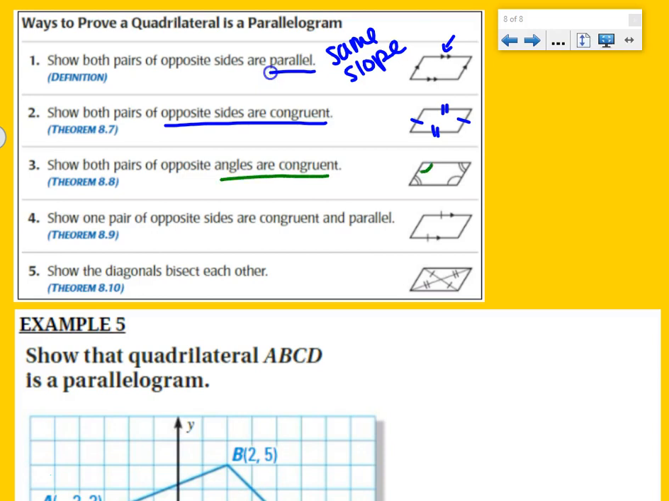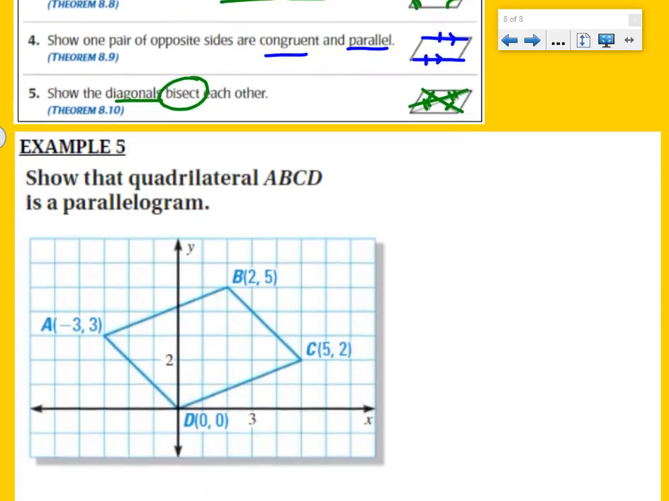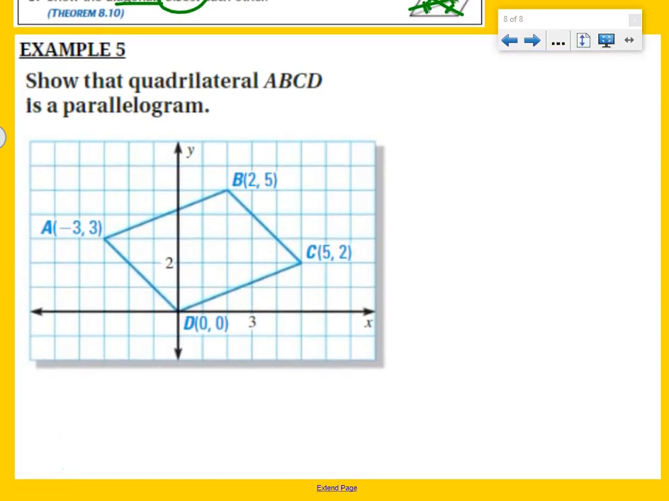So we got the angles being congruent, and then show one pair of opposite sides are congruent and parallel. So this is when you just focus on one pair. So we have congruent and parallel. And then the last one is those diagonals, that they bisect each other. So certain pieces will be helpful in certain diagrams. So if we look at our example 5, show that the quadrilateral ABCD is a parallelogram.